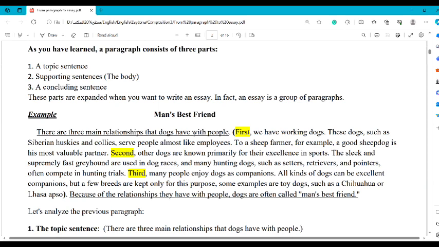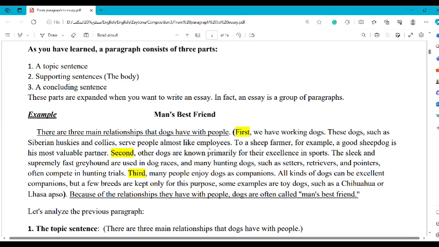See that this sentence is a full sentence because it has a subject, verb, and complement, and it also has a full thought or a full meaning. So it is important to have a full sentence as the topic sentence. So we have three main relationships. You will see the first relationship, the second relationship, and the third idea, which is the third relationship of dogs with people.